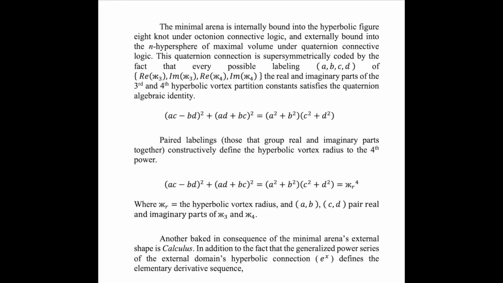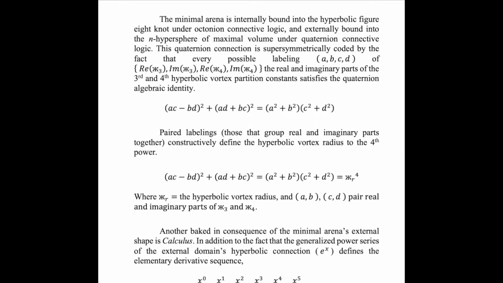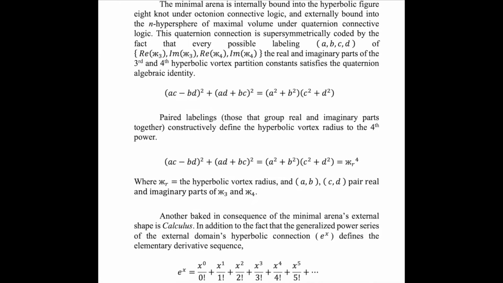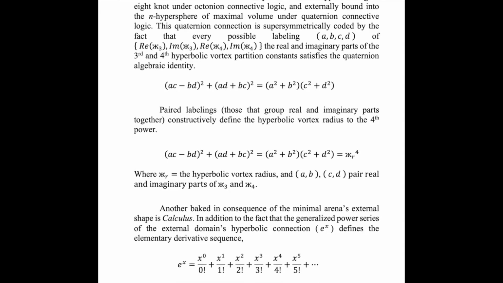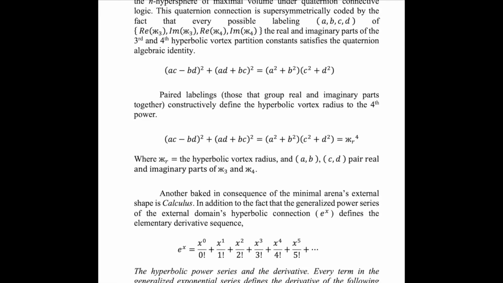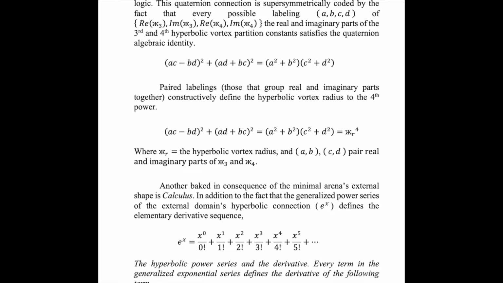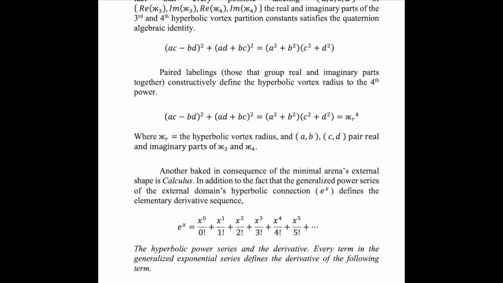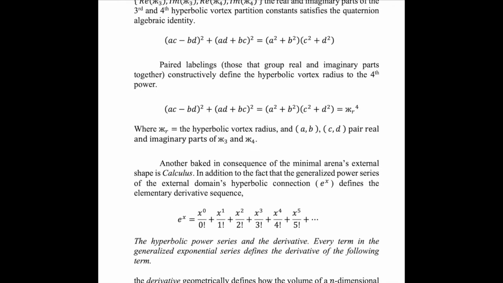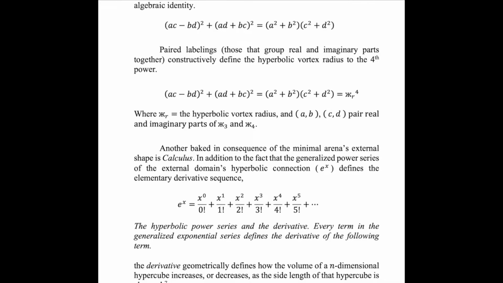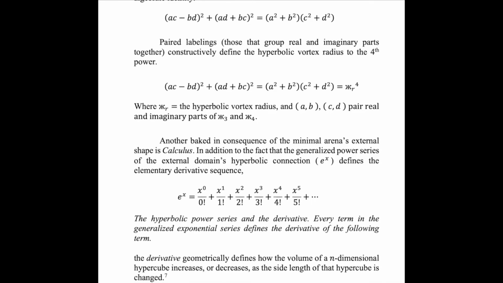Paired labelings, those that group real and imaginary parts together, constructively define the hyperbolic vortex radius to the 4th power. That is, if we restrict the way we label our parts and make sure that we have parts that are real and imaginary put together, then this construction isn't just mapping the algebraic identity of the quaternions, but it's also characterizing the limit of the hyperbolic vortex radius to the 4th power.